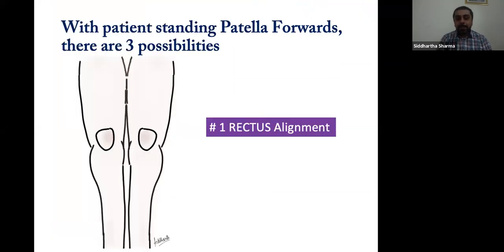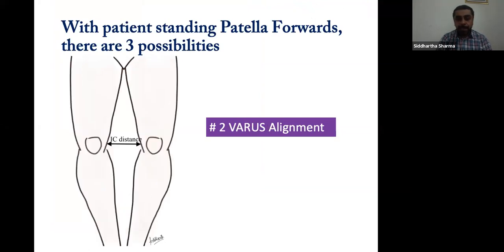So when you make the patient stand with the patella facing forward, there are three possibilities. The thighs may slightly touch each other and the malleoli may just touch each other. This is a rectus alignment, which is completely normal. The other possibility is that the malleoli may touch each other, but the femoral condyles are separated. This is a varus alignment, and you can quantify this by the intercondylar distance.